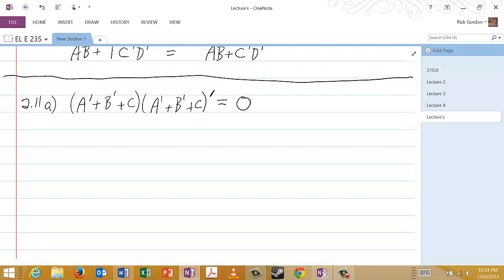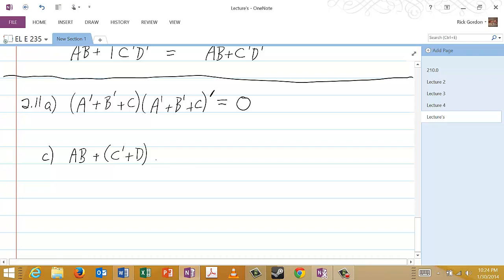Let's look at perhaps 211C as another example. So in this case, we have AB or C complement or D, ANDed with AB complement.